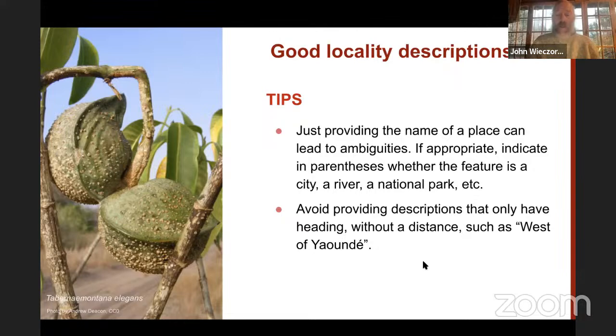Another tip is to avoid providing descriptions that have only a heading without saying how far. By heading, I mean a direction from a place, north of or east of, without saying how far. So the example here is west of Yaoundé.